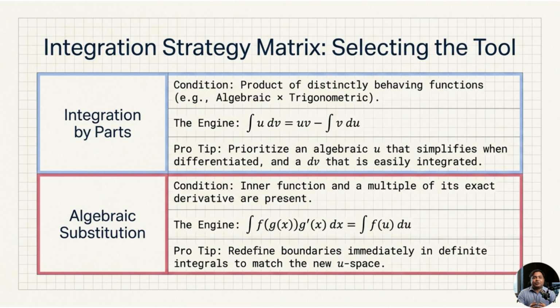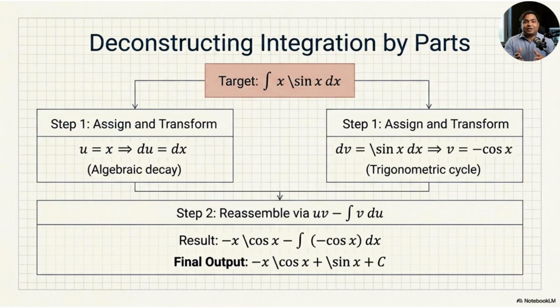This prevents confusion and makes the calculation cleaner. This slide applies integration by parts to the target integral, the integral of x times sine x dx. We choose u equals x, then du equals dx. This is good because x becomes simpler when differentiated. Next, we choose dv equals sine x dx, then v equals negative cosine x.